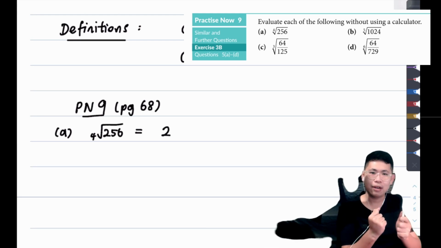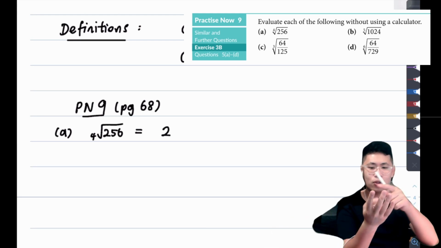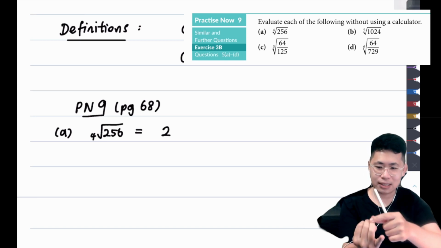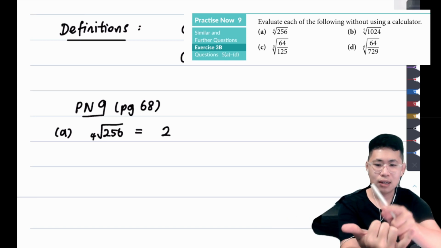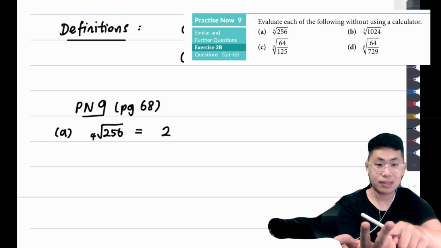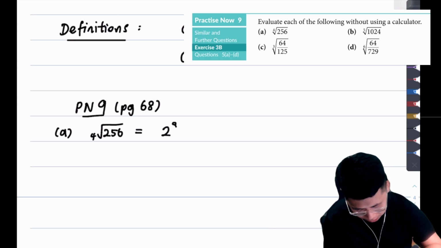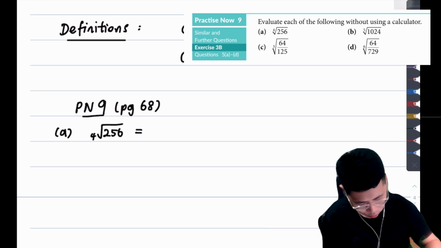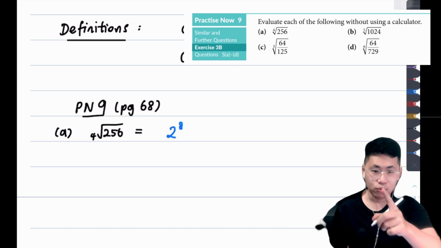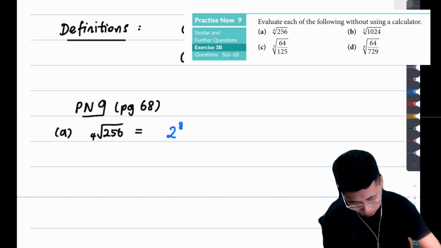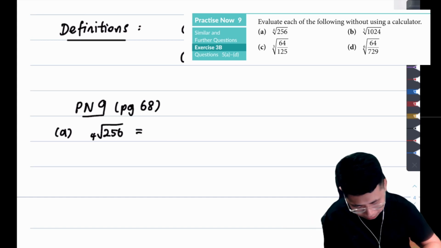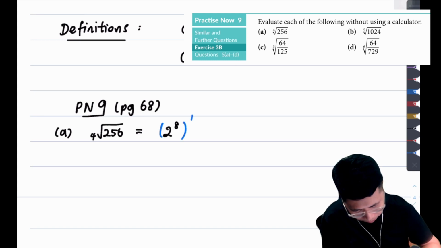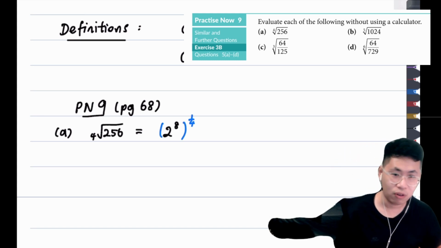We have to be familiar with our powers. So we have 2, 4, 8, 16, 32, 64, 128, 256. So 2 to the power of 8 will give me 256, right? And the 4th root means that we take the whole thing to the power of 1 over 4.